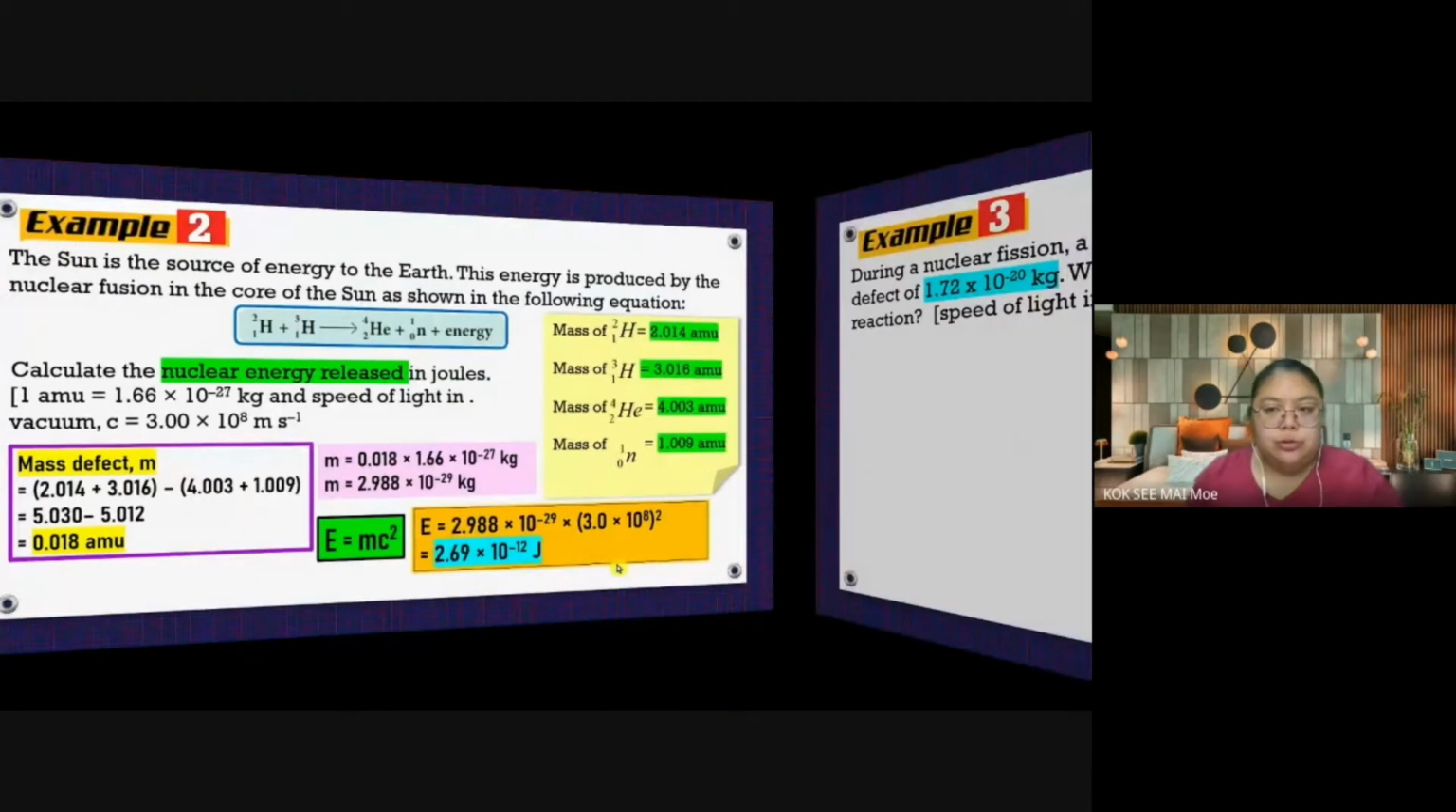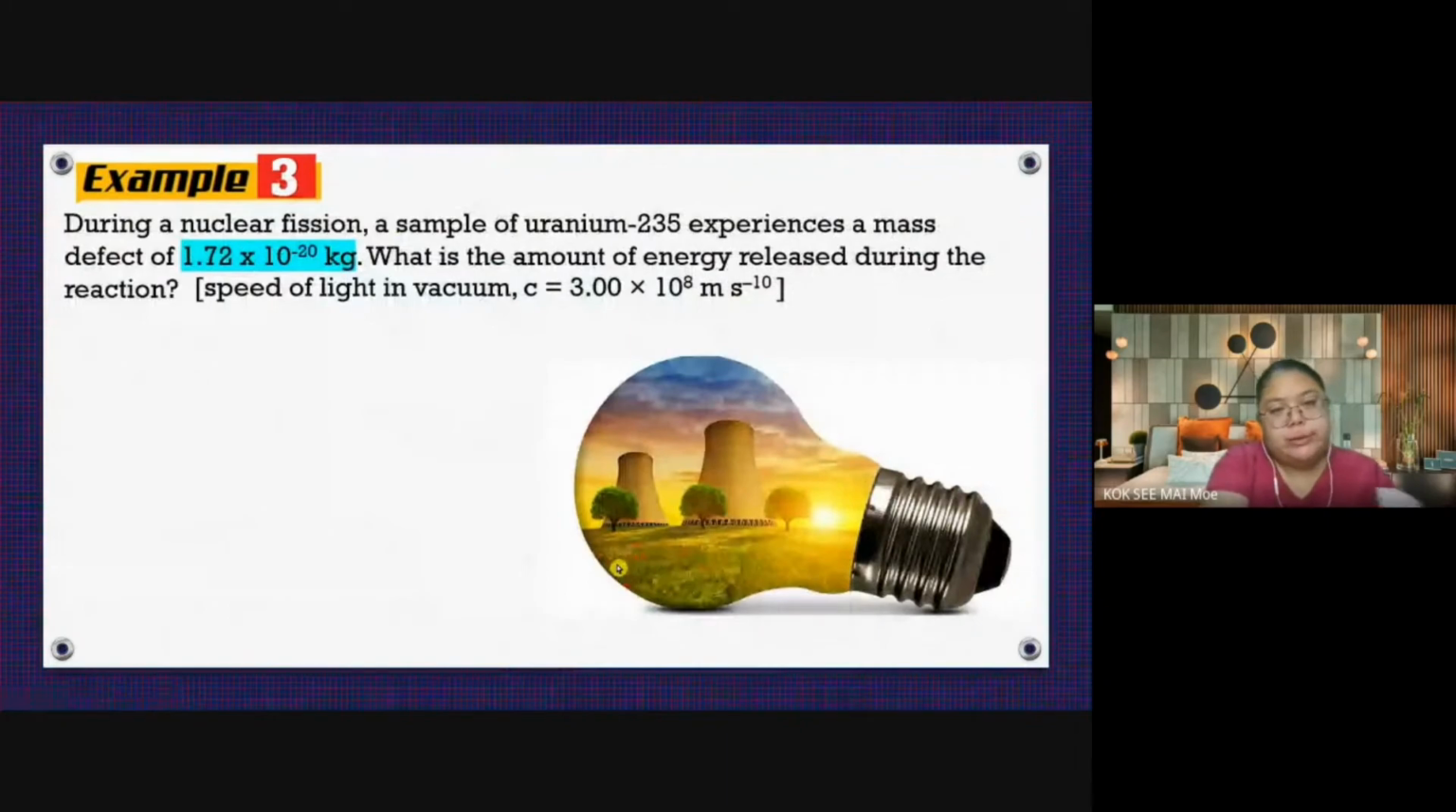Okay, then we go through example 3. During a nuclear fission, as the word already shows you, fission. A sample of uranium experiences a mass defect. This question is better because they show you the mass defect, so you don't need to do so many calculations. Then they ask what is the amount of energy released during the reaction. So we can straightforwardly use E equals mc squared.